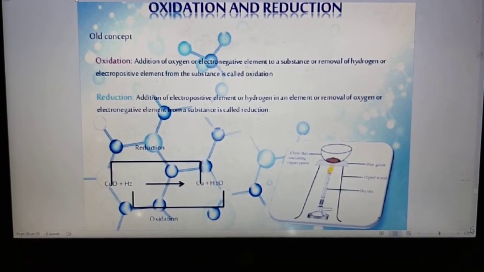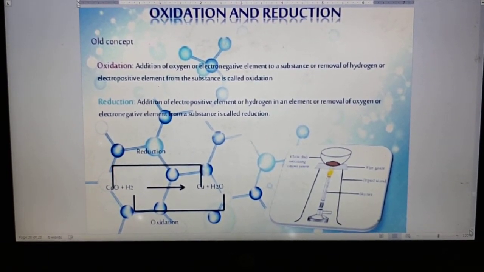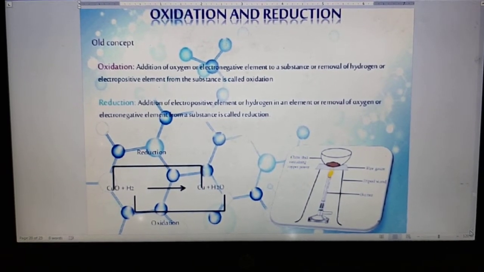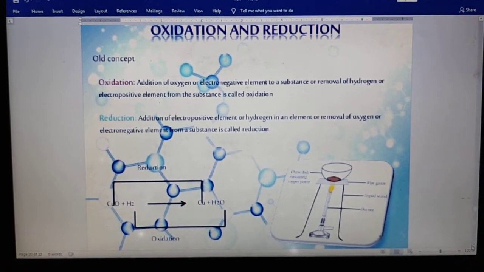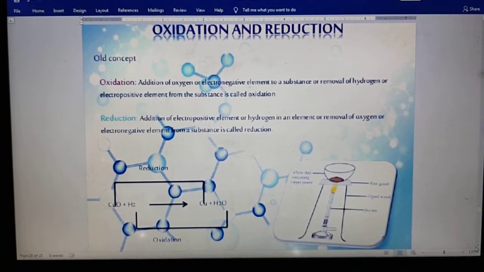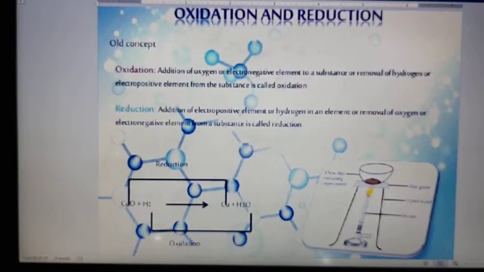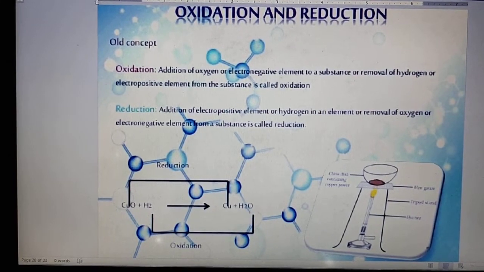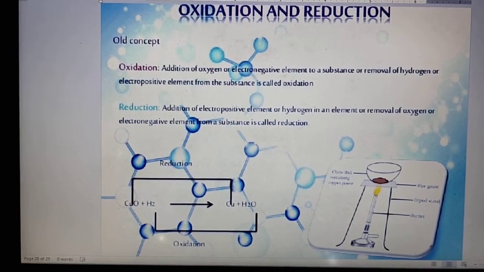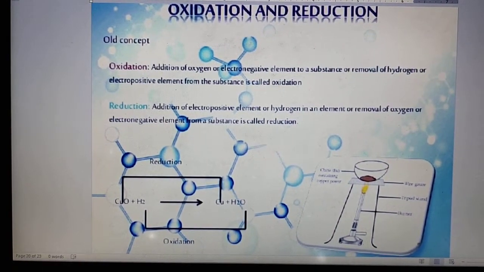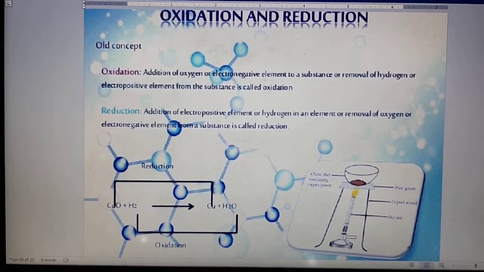In this slide you can see an example of redox reaction: copper oxide plus hydrogen becomes copper plus water. Here copper oxide is an oxidizing agent and hydrogen is a reducing agent. Oxidizing agent means which oxidizes others and itself gets reduced, and reducing agent means which reduces others and itself gets oxidized.